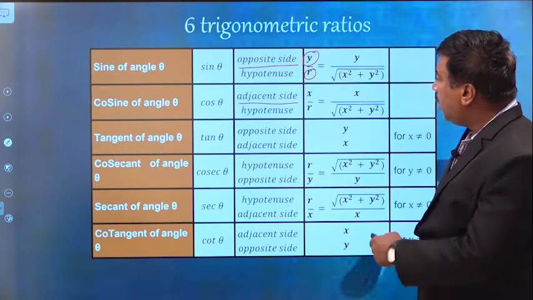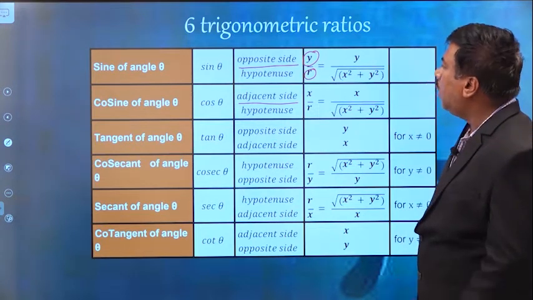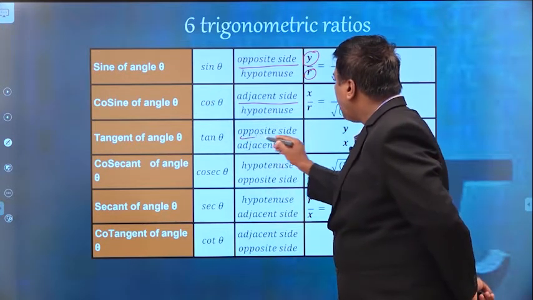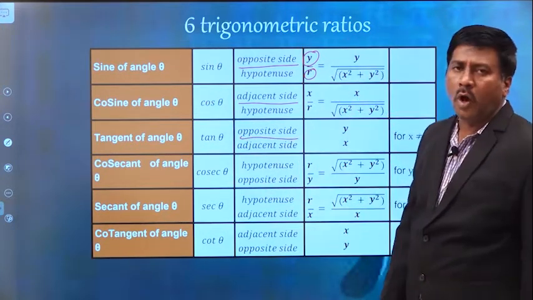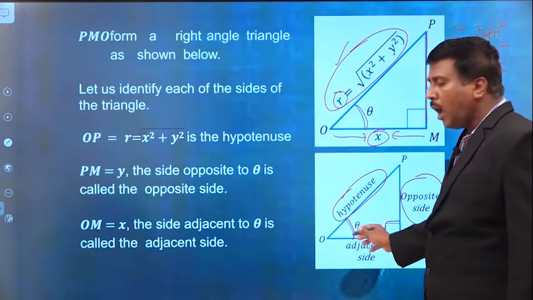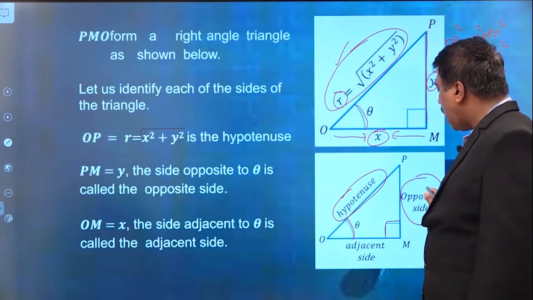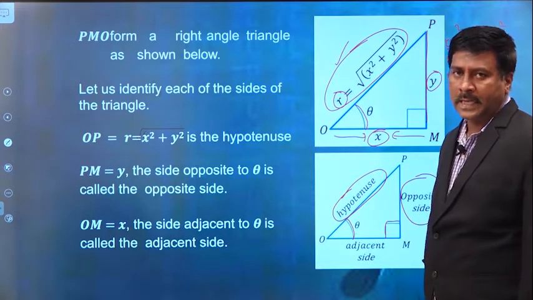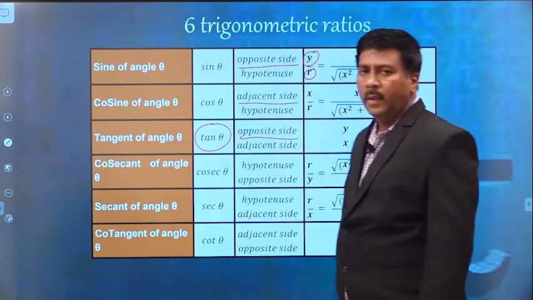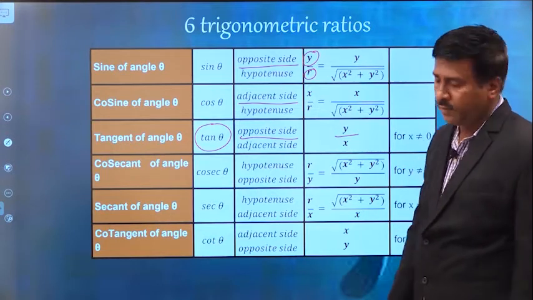Now we define tan theta as the ratio of sine and cos. Here tan theta is equal to opposite side by adjacent side. From the diagram, this is theta. Now I have to define the trigonometric ratio tan theta. Tan theta is equal to opposite side by adjacent side, which is y by x, for x not equal to 0.